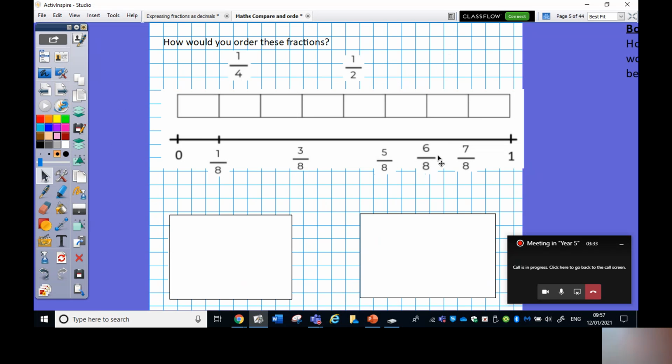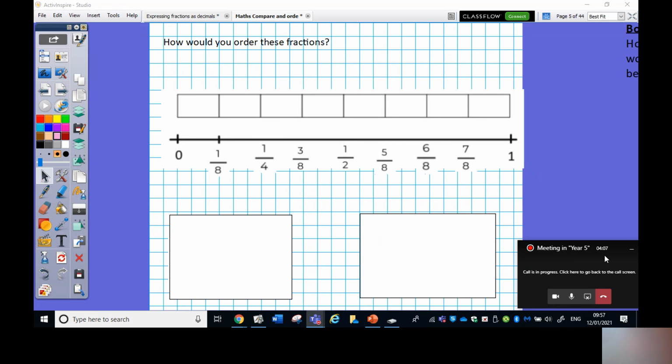Great. Now I have 1/4 and 1/2. 1/2. I can visualize half of my rectangle. What's half of 8 parts? Good, 4 equal parts. So that would be here. Great. And again, I can either visualize 4 quarters or how many 8s? Yeah, 2 8s. Brilliant.